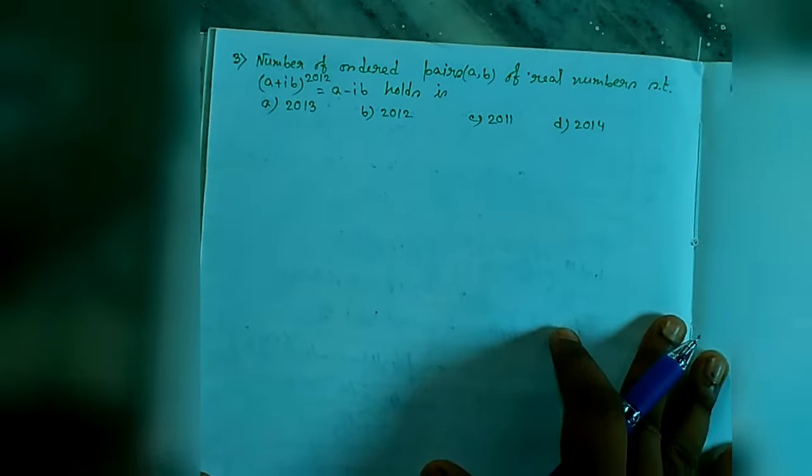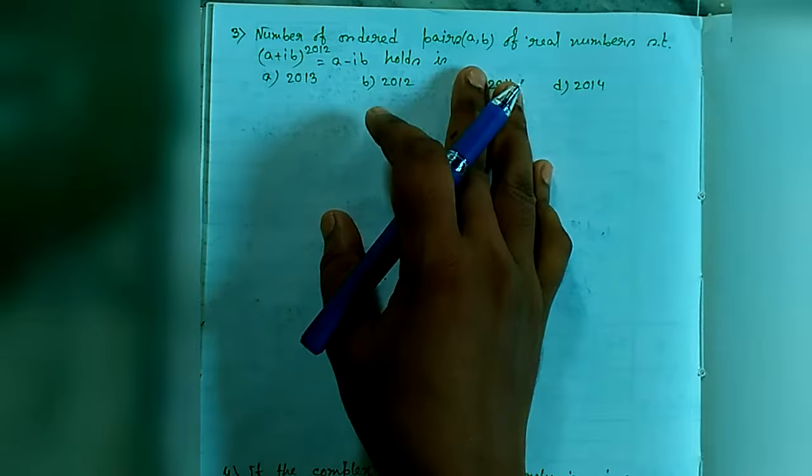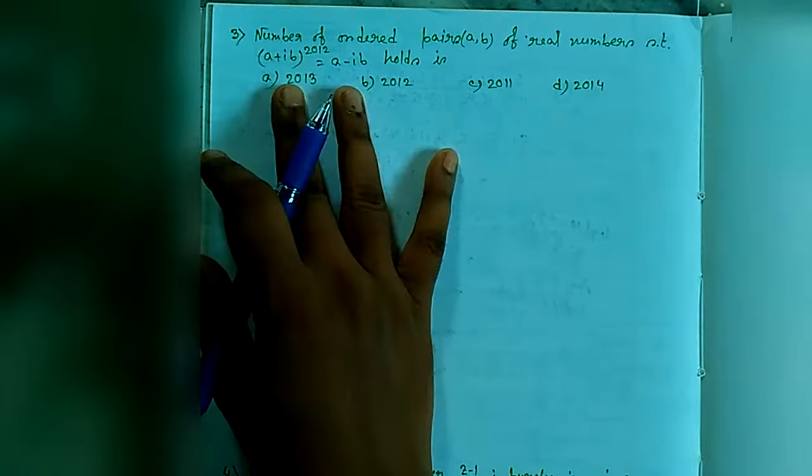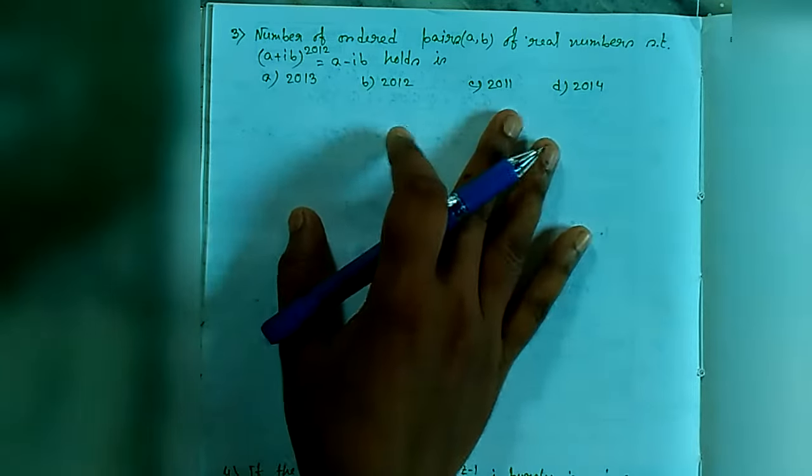Let us take another problem. Number of ordered pairs (a, b) of real numbers such that (a plus ib) to the power 2012 equal to (a minus ib) is what? First pause my video and try it yourself.